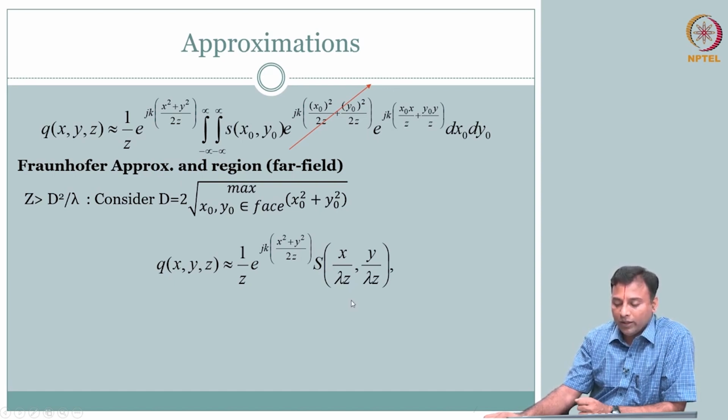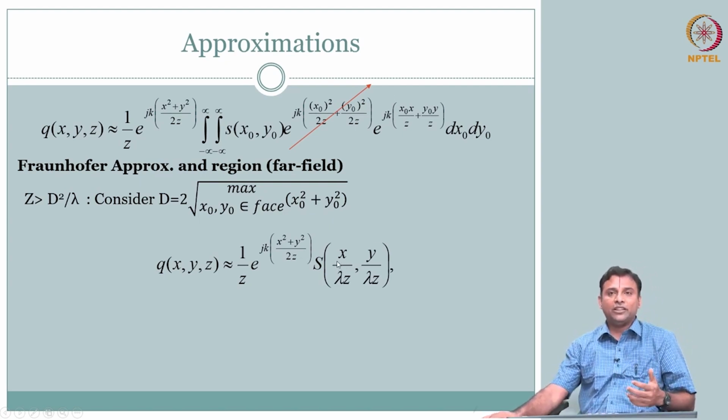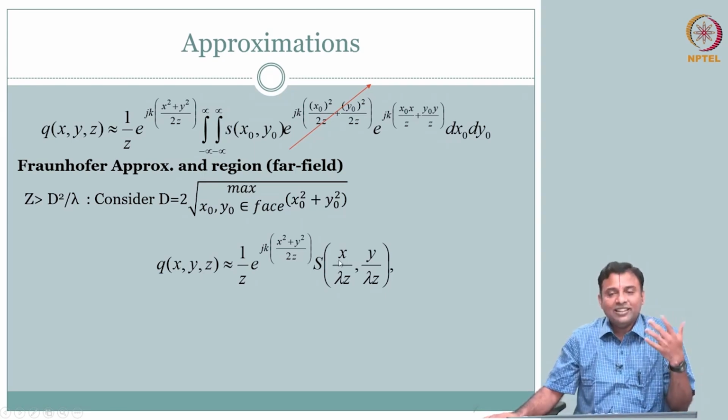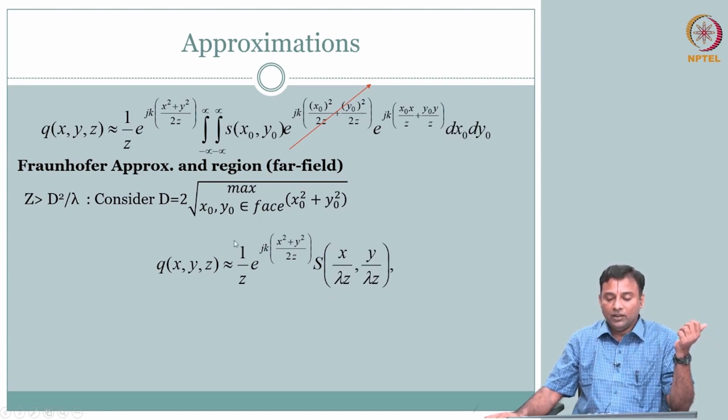The only thing is you have to recognize your u and v. So this was x naught and y naught, so your x by lambda z, y by lambda z. So you have a spatial frequency ux plus vy, as we wrote in our general formulation. So you can recognize what your u is, what your v is: 1 by lambda z, 1 by lambda z. What you have here is very revealing.